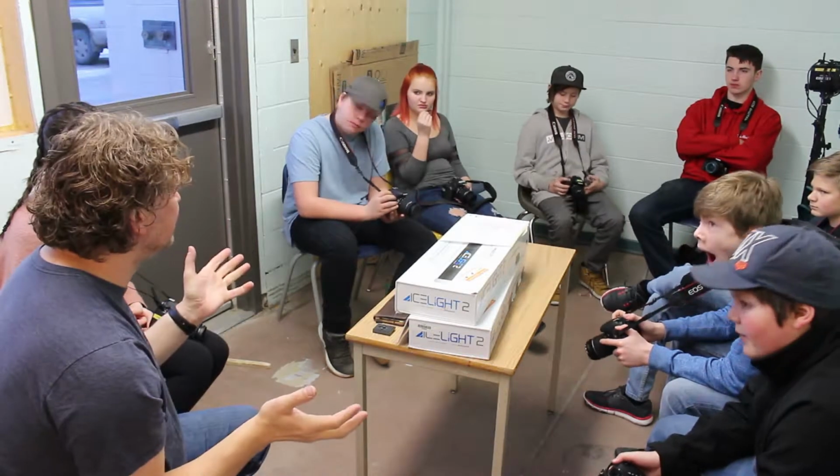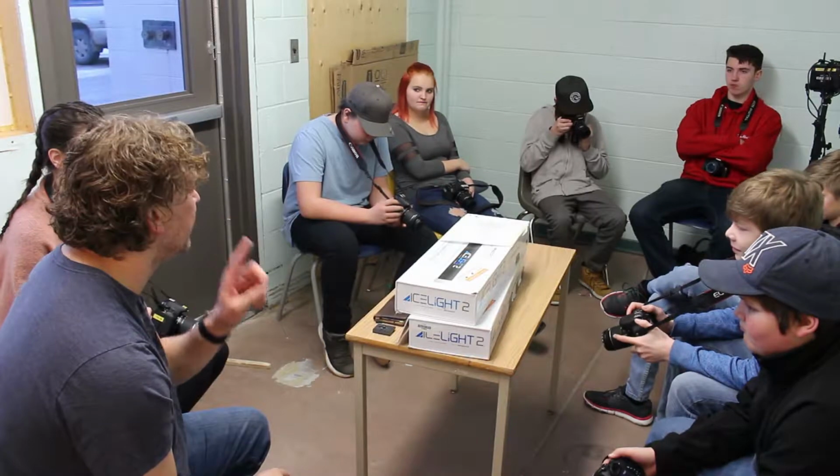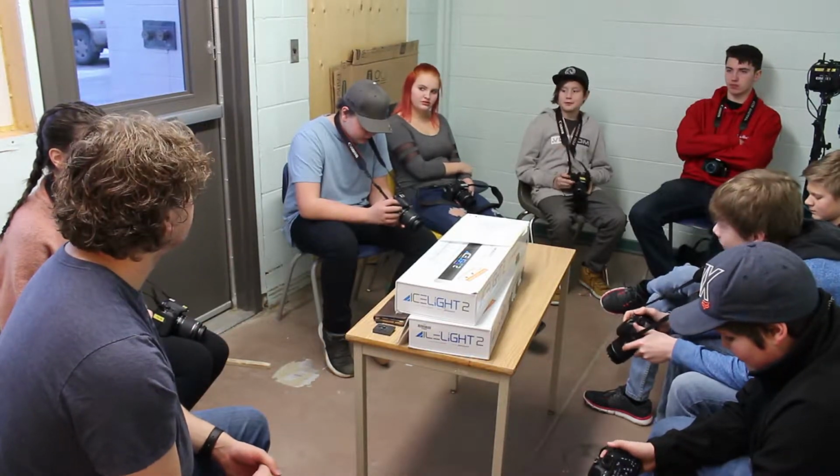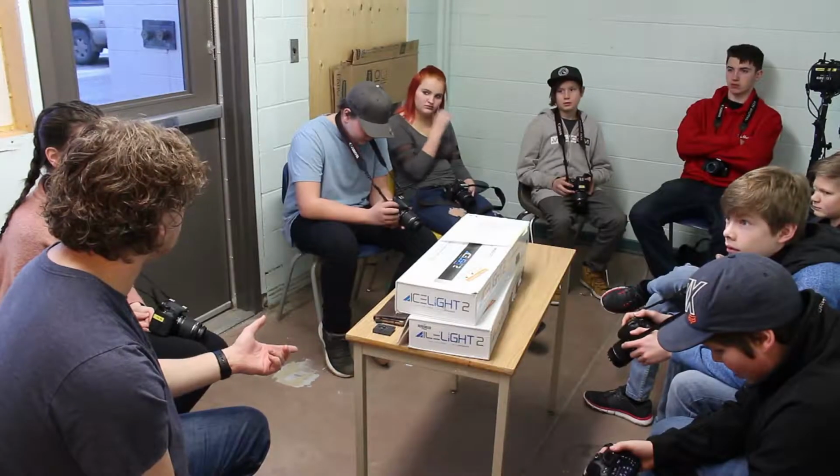And what's the big deal about shutter priority? First of all, what does it do? It puts your light meter in the middle all the time. What do you have to do? The shutter speed. You pick the shutter speed. The camera picks the f-stop. You also have to pick the ISO.